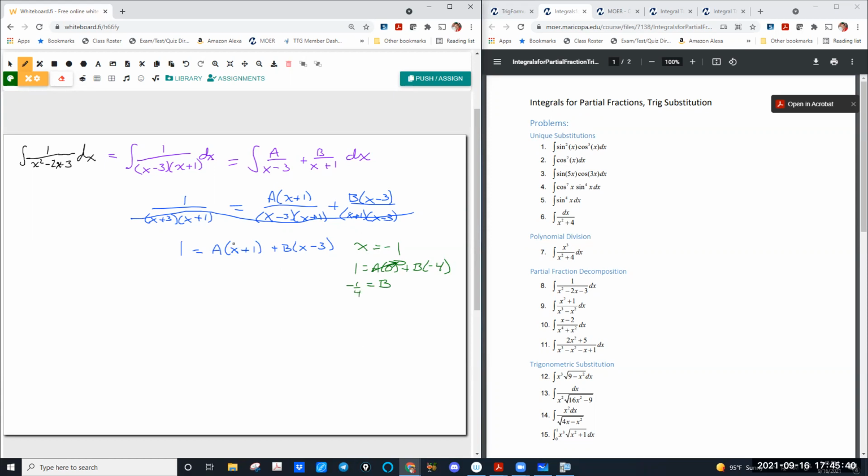Okay. The way I picked -1, I wanted to make this 0. So for this one, I'm going to pick x equals 3. And I get 1 equals A times 4 plus B times 0.